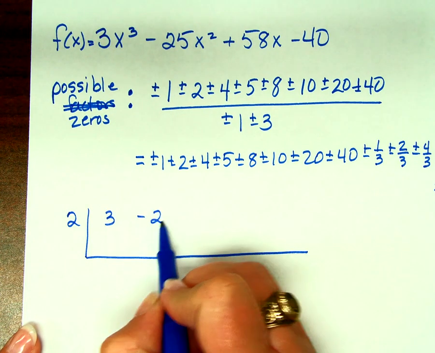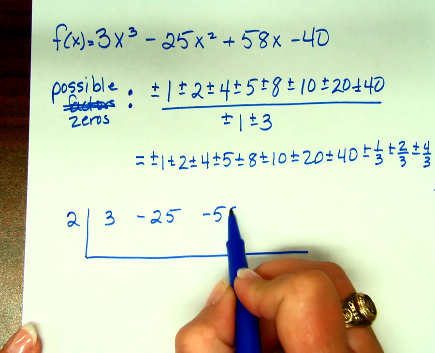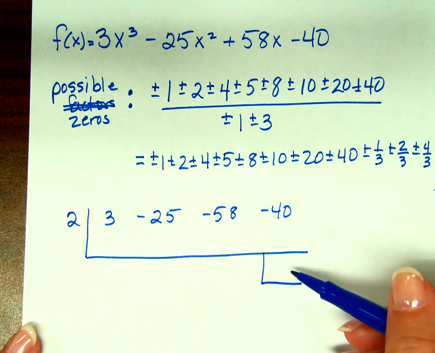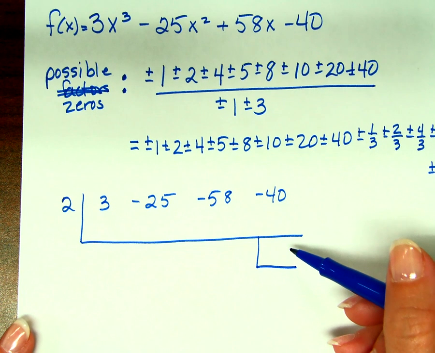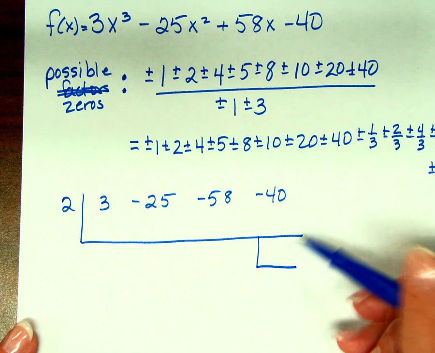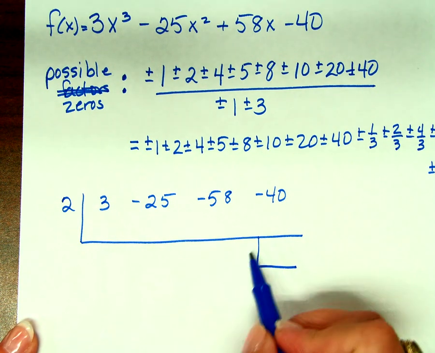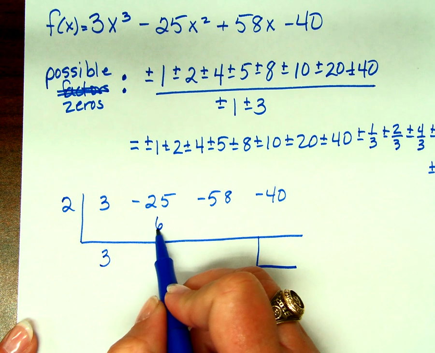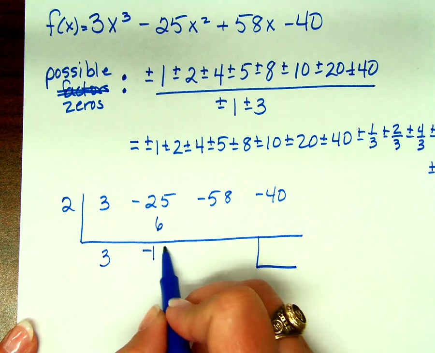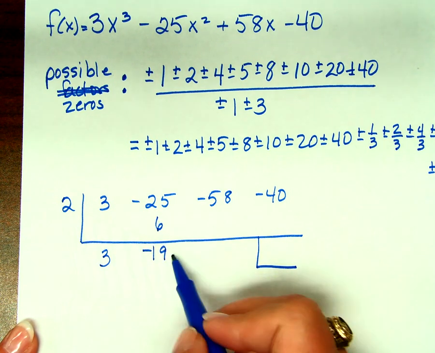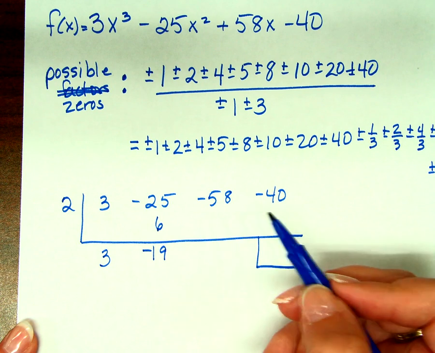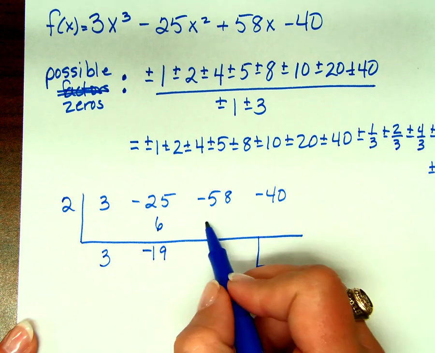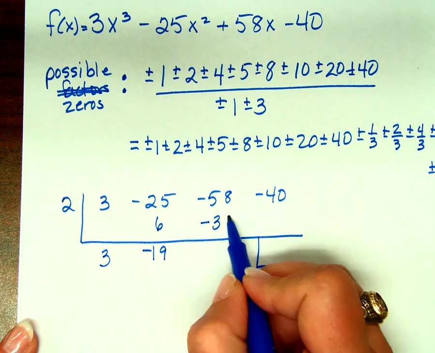3, negative 25, negative 58, and negative 40. Now we know for a fact what should be in this box. A 0, right? Okay. So I just need to make sure I'm aiming for that. So bring the 3 down, multiply 6, add negative 19. Multiply, negative 38.